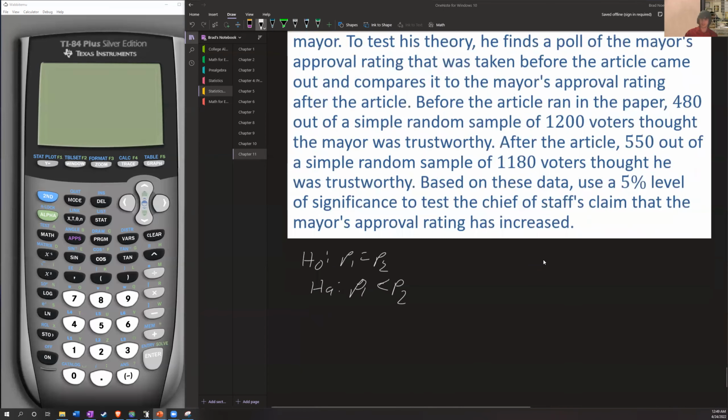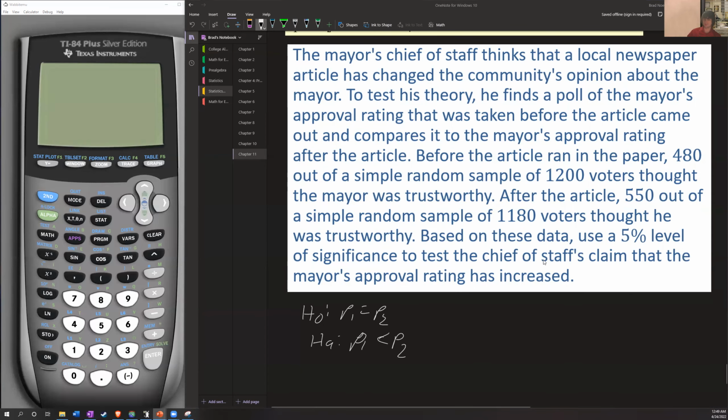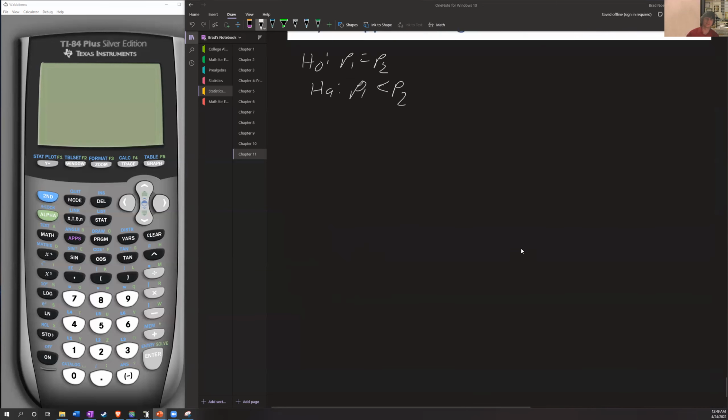One thing that I do want to note is you need to confirm n1 p1 hat, n1 q1 hat, n2 p2 hat, and n2 q2 hat are greater than or equal to 10. Note that these are very, very large samples here with relatively even p and q. So we'll note that it does apply here, but you should go ahead and double check for all of these.